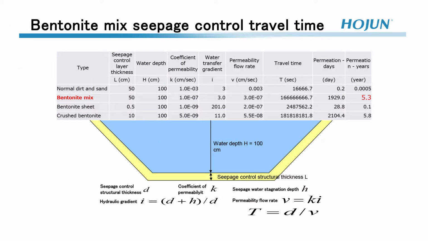Bentonite mix layers constructed in this manner have a coefficient of permeability of less than 1 × 10^-7 centimeters per second. Even with 100 centimeters of head, this has a travel time of over 5 years. This exhibits 10,000 times the seepage control of normal dirt and sand.